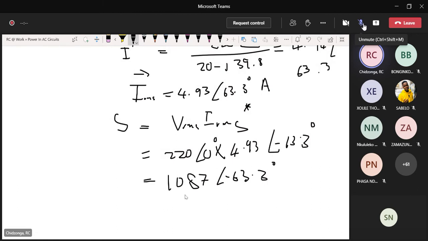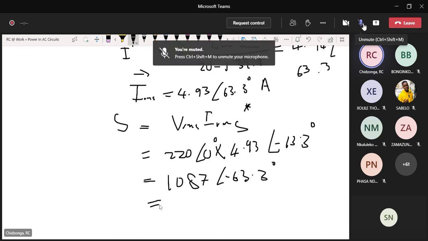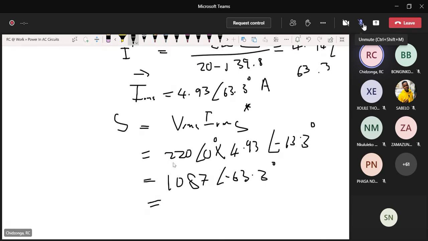63.3 degrees. If I asked you for the real and the imaginary power, you would convert this polar form. This is volt ampere, the units. You would convert this polar form to rectangular form, and you will get.